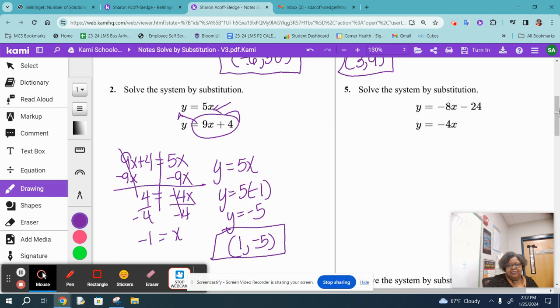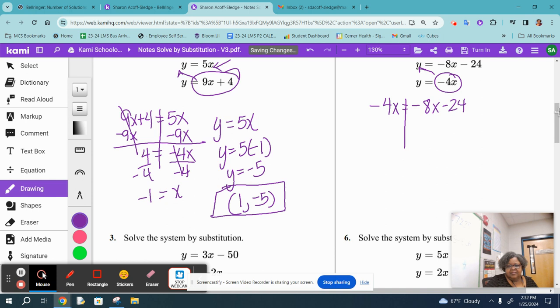Now I'm going to set these two equal to each other. Substitute this right here. Okay, this is by itself, so work over here. Since that's a minus 8x, the opposite is a plus. That cancels out. Negative 4 plus 8 is 4x. Bring down that minus 24. Now divide both sides by 4.